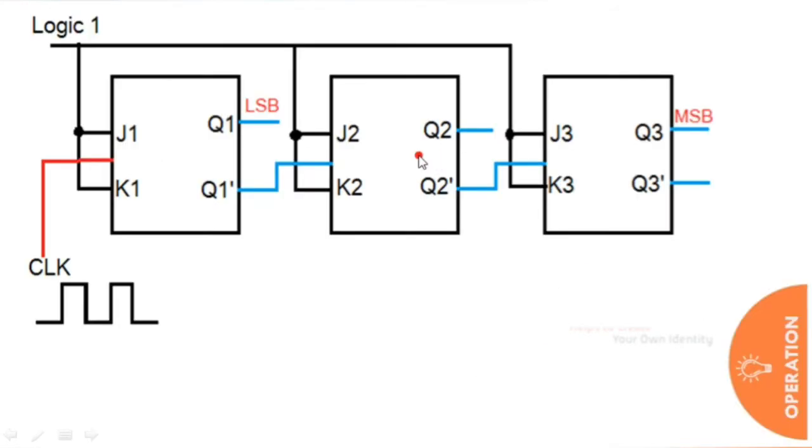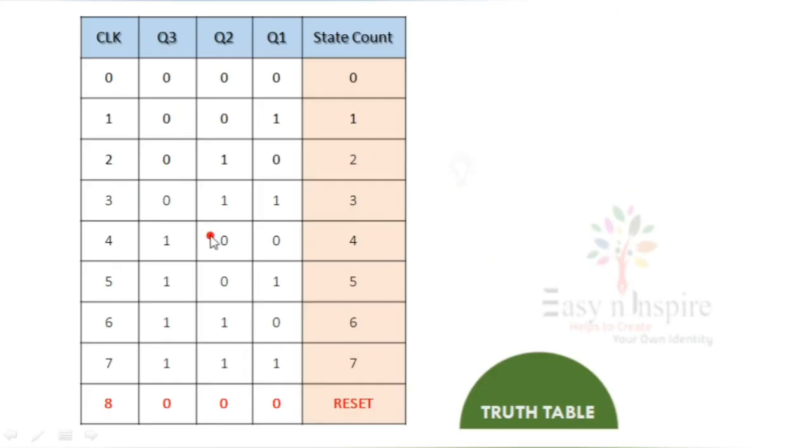So here we are considering a 3-bit ripple counter. The output is going to vary from 0, 0, 0 to 1, 1, 1. Total 8 states it is going to count. After 8 states, it is going to be 0, 0, 0. Means again it is reset. The counter is reset at this point. So the count is 8. So we will see how it is going to appear.